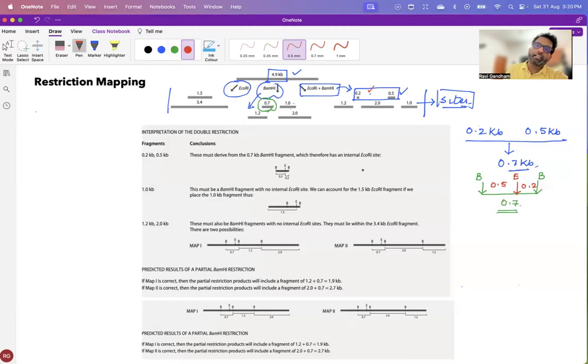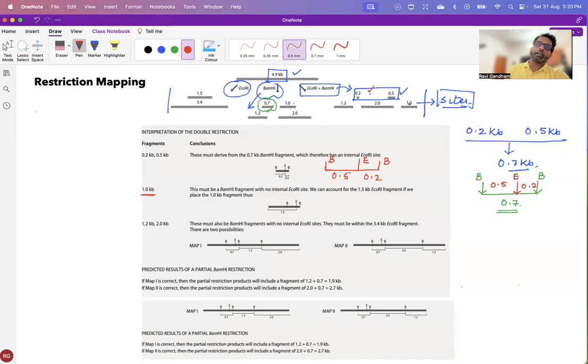So it's very clear now. We'll just draw the same map here, that you have a 0.7 kb fragment with an EcoR1 site here and with a BamH1 site here and with a BamH1 site here. And the size of this fragment here is 0.5 and 0.2 kb. Till here probably it's clear. We'll next go to the next fragment, 1 kb, and we'll follow the same format.